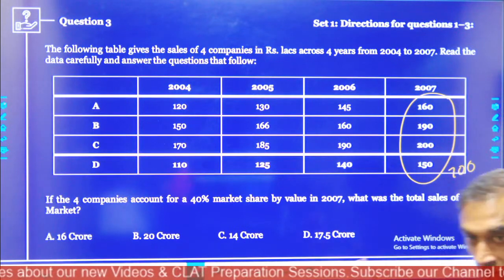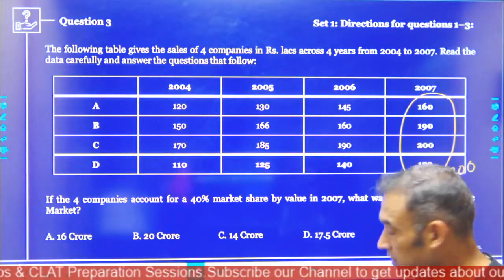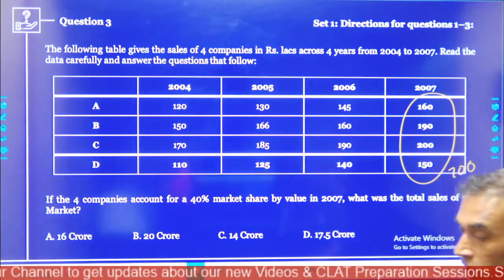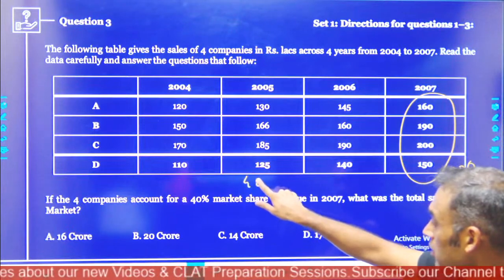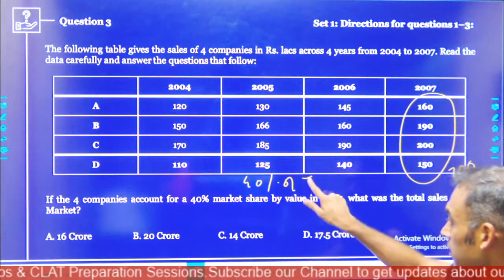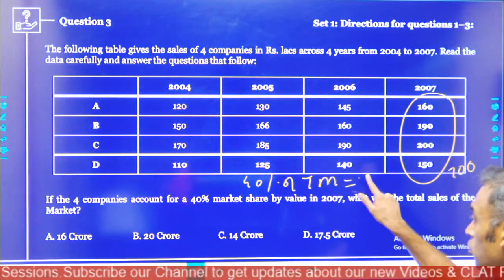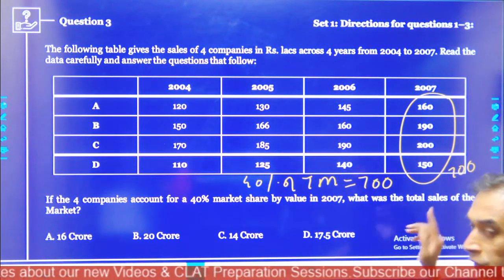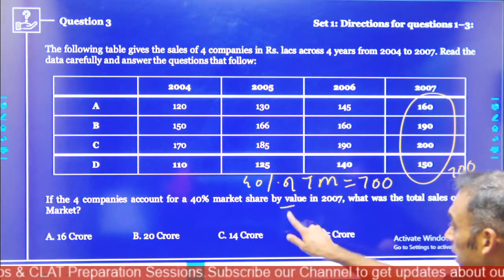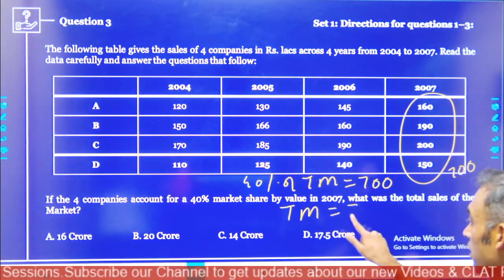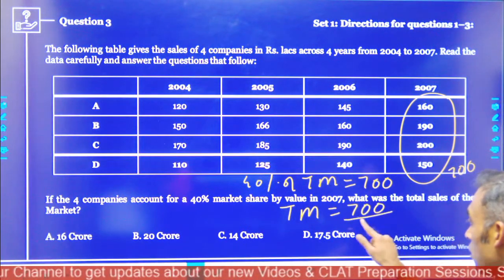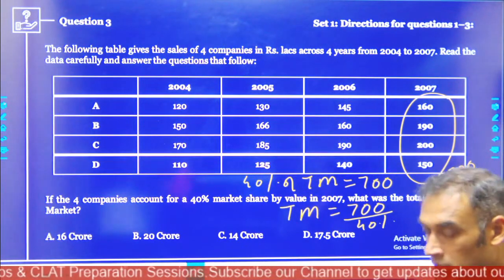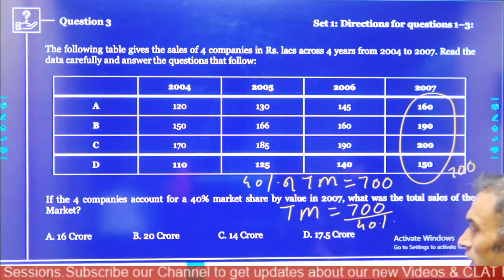Now the maths in this question is that the 4 companies account for 40% of market share. So 40% of the total market is equal to 700 lakhs. We have to find the total market. So the total market will be 700 divided by 40%, and 40% is nothing but 0.4. Now we calculate this and we'll get the answer.